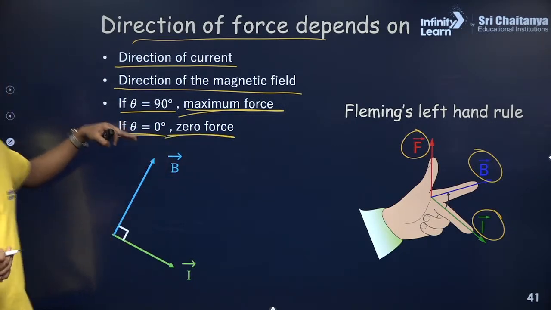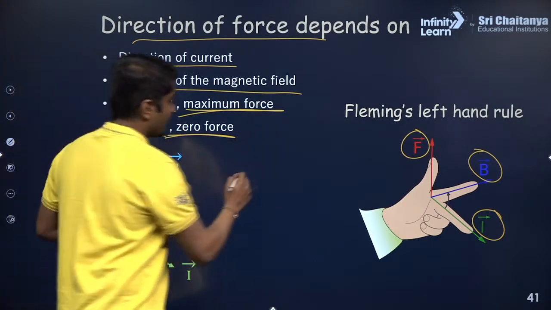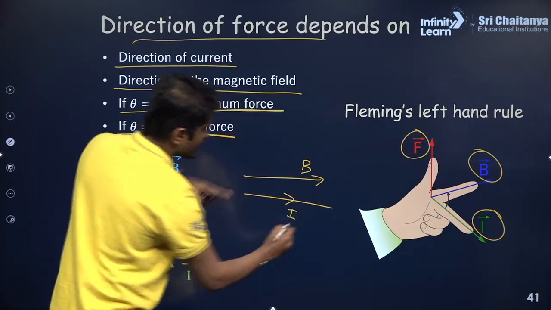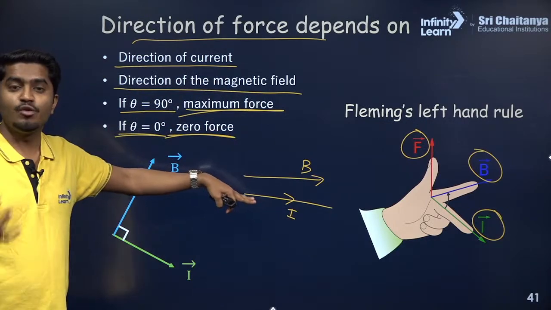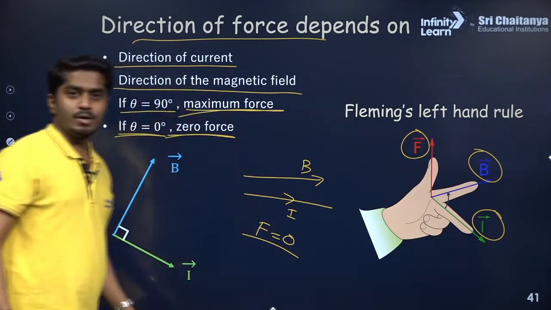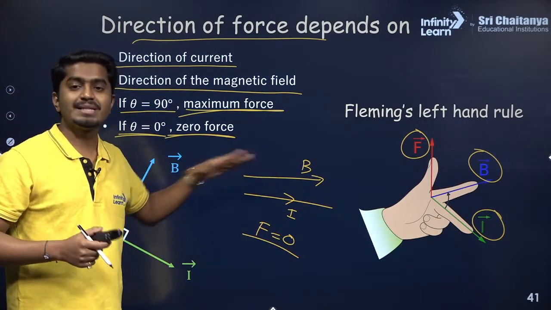If the angle is 0, that means the magnetic field and current are parallel. If there is a magnetic field and this is a current, so they are parallel. So there is no force. So force would be 0. Okay. In this case, you cannot use left hand rule, Fleming's left hand rule.